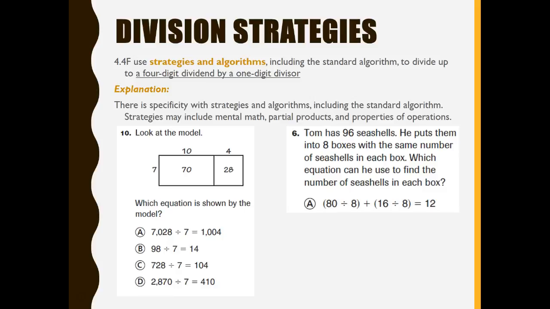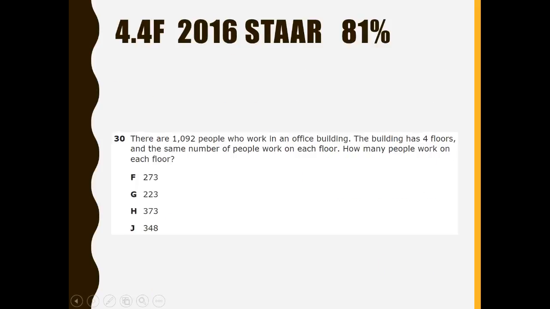Division strategies, again, this is where you're going to go to the algorithm. So here are a couple of items, one with a visual, one without a visual. This is how it was tested on STAR. Notice on this one, the answer does not have a remainder, and it's F, 273.